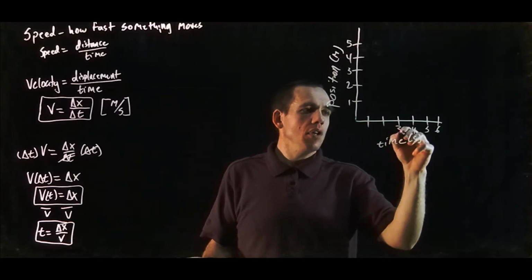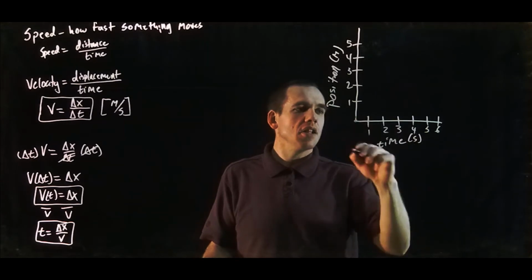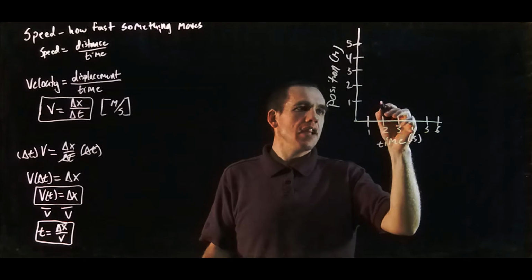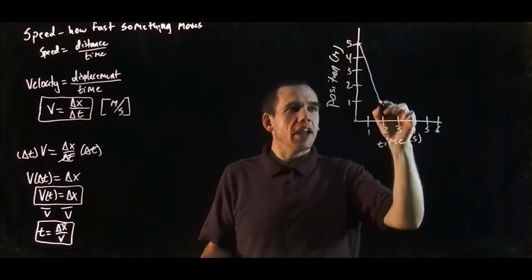And we're going to put a couple lines on here to represent an object's motion. We're going to have that object start up here at 5 meters and then come down to 1 meter and get that done in 2 seconds.